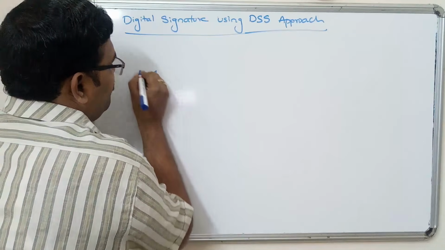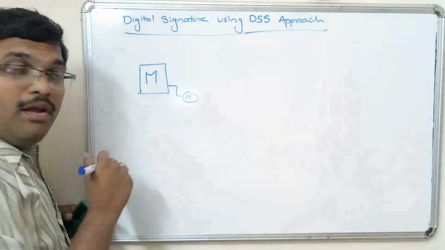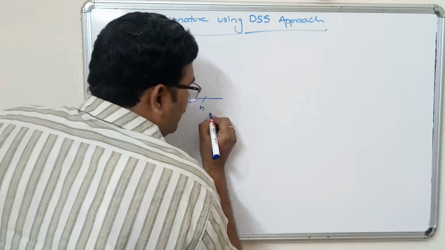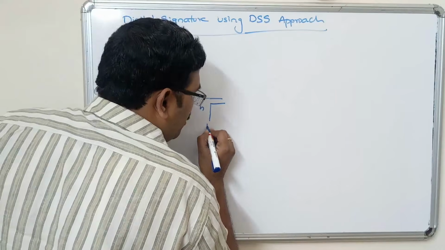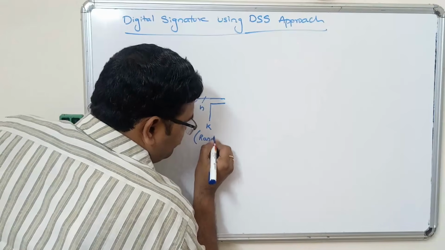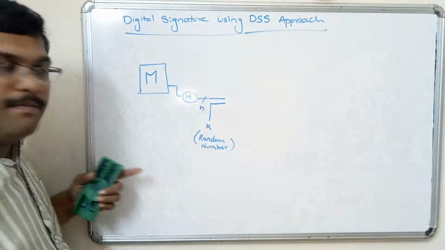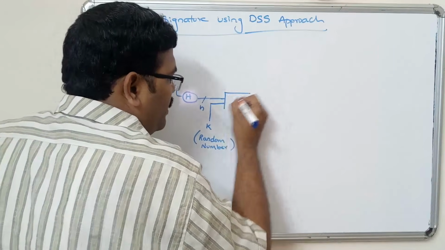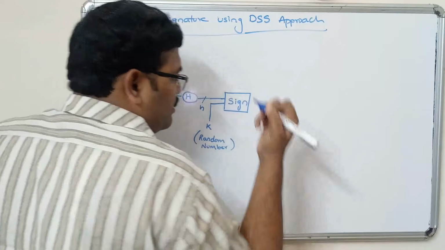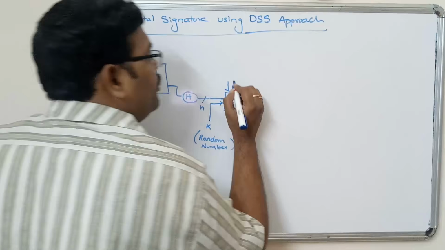First, consider the plain text message, apply the hash function, and then the hash code will be generated. For this hash code we input one more variable that is called K. Here K is not a secret key, it is a random number, and this will be given as input to the signature algorithm.